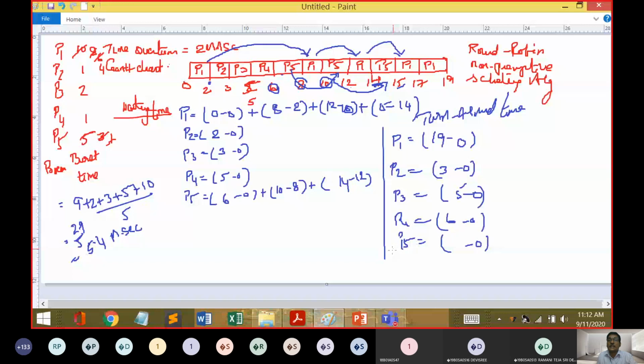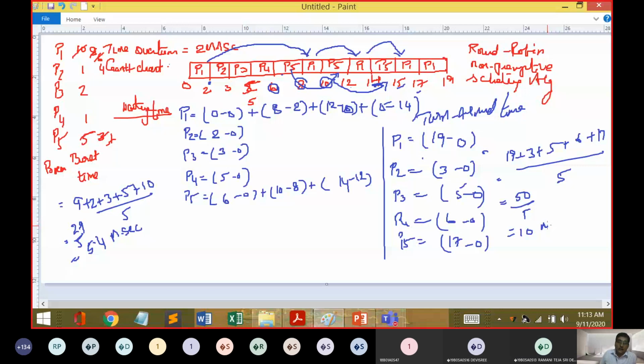Therefore, we have to write 17 minus 0. So, the mathematical part: 19 plus 3 plus 5 plus 6 plus 17 divided by 5. Answer? That is 50 divided by 5, sir. Fine. So we'll get 10 milliseconds. 10 milliseconds. So that is how we are going to compute the round robin.